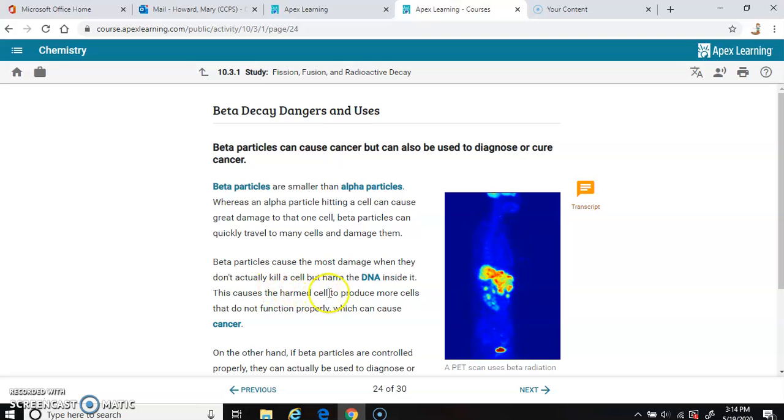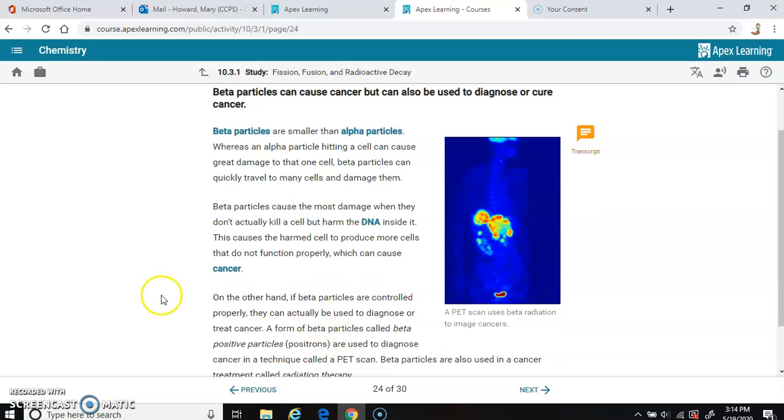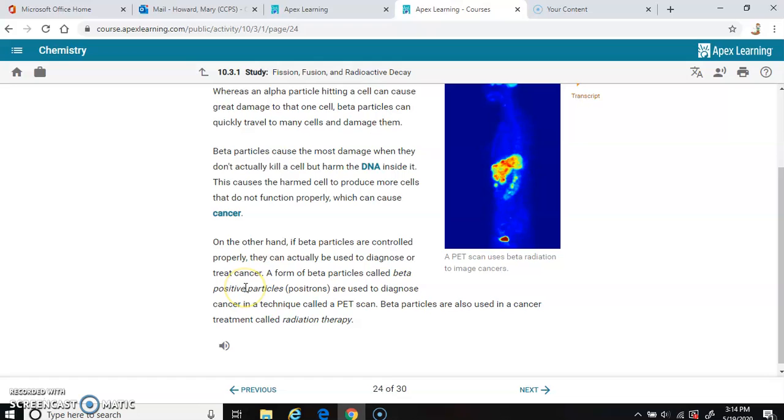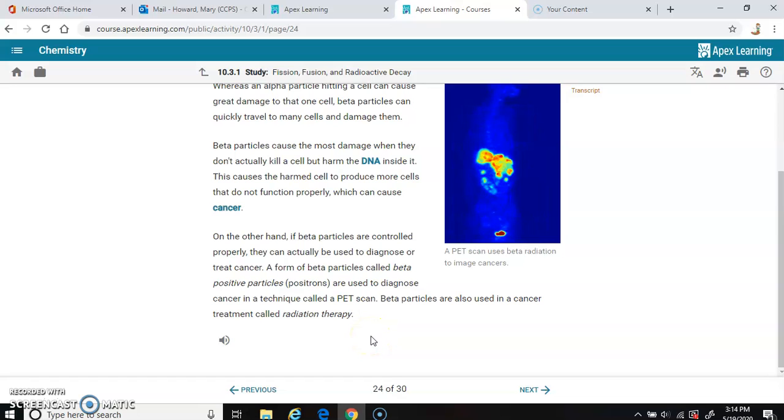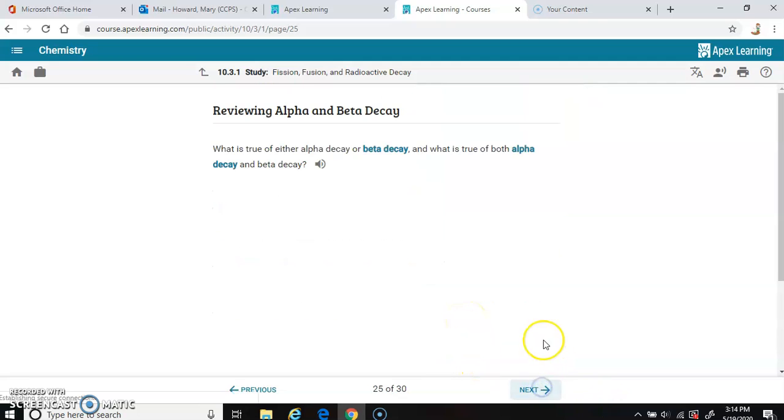But they don't actually kill a cell, they harm the DNA inside it, and this causes the harmed cell to produce more cells that don't function properly, which can cause cancer. But on the other hand, if we control them properly, we can use them to diagnose cancer in a scan, and we also use these in radiation therapy for cancer as well. So controlling these particles can help identify cancer, but also treat it. So you have the pluses and minuses with beta particles.